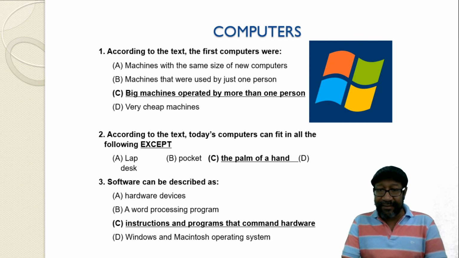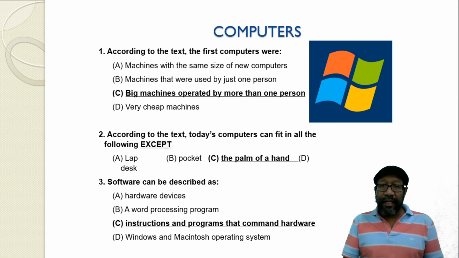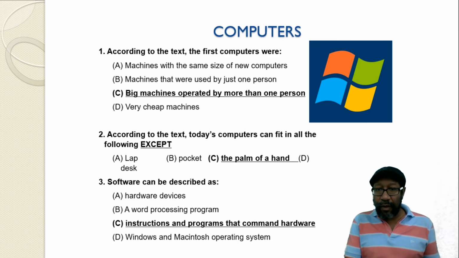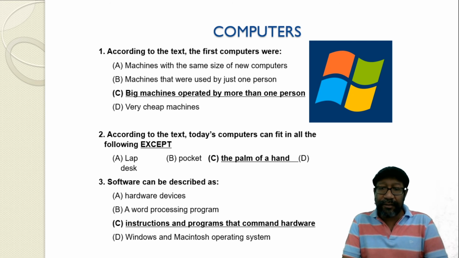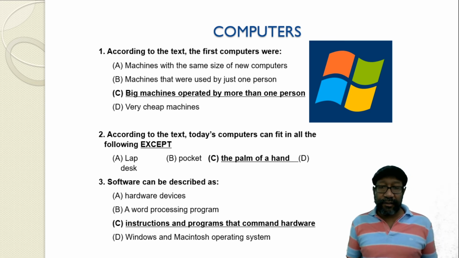The second: according to the text, today's computers can fit in all the following except the palm of a hand. This is the important thing to tell you, because of course we know that now we have computers that can fit in the palm of the hand, but according to the text, the source of information for you is the text. Forget about the whole world, just go with the text. And software can be described as instructions and programs that command hardware. So these are the proper answers for these questions.